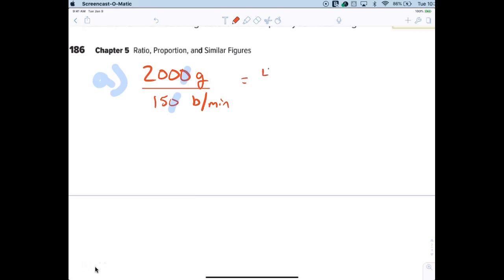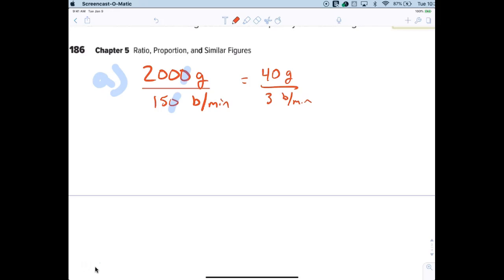Come on, you should know that. And then 15 divided by 5. Good job. So that means it's 40 grams every 3 beats per minute. All right, so okay with that? All right, now that was A.